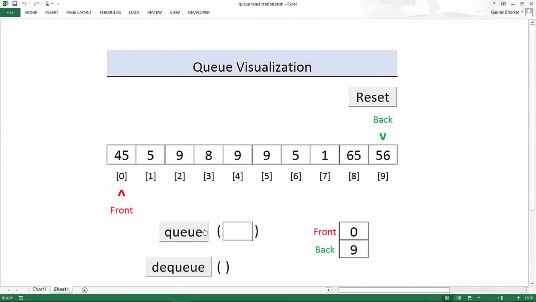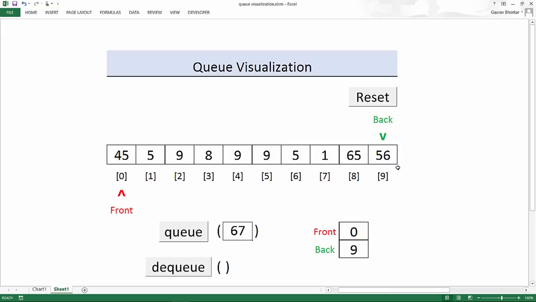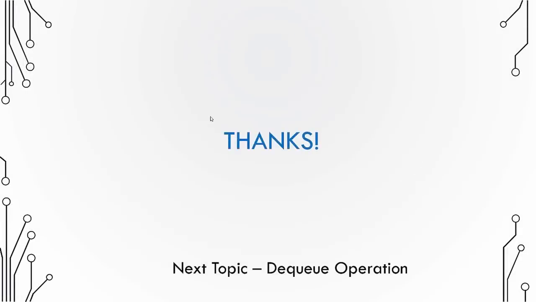Now the queue is full, and I'll not be able to add new elements to the queue. If I enqueue something, it will say that the queue is full. Either you have to reset the queue or dequeue some element. But even if you dequeue or delete some elements, it won't make much difference. You will still not be able to add elements to the queue because you have reached the end of the array. So this was a quick implementation scenario for a queue and how you perform an enqueuing operation. Next, we will see the dequeue operation.